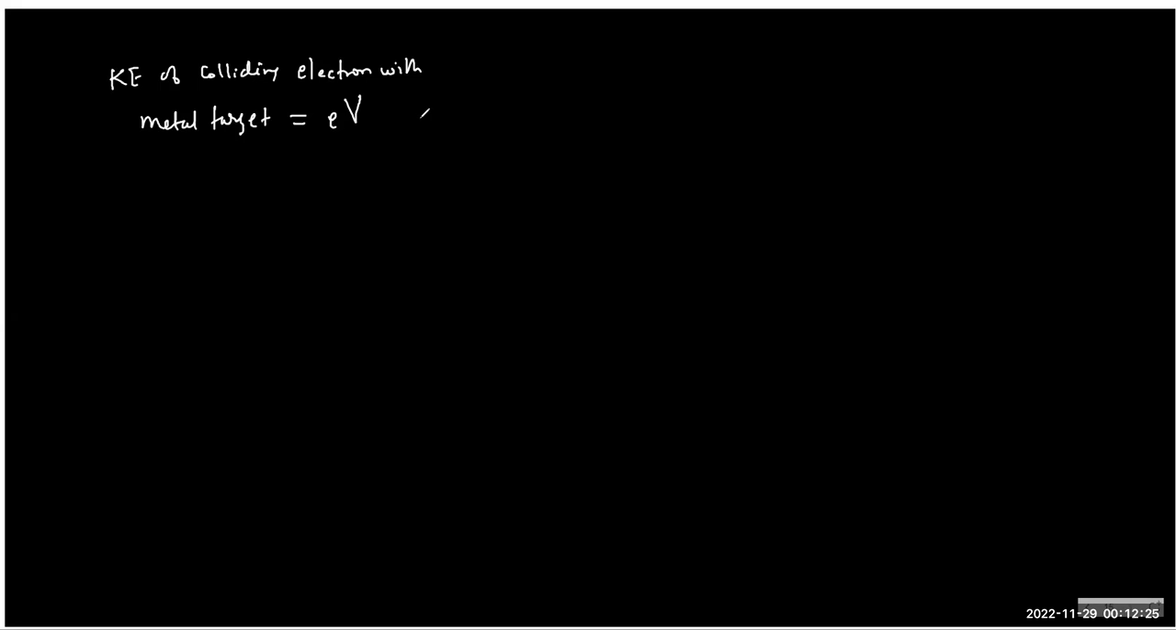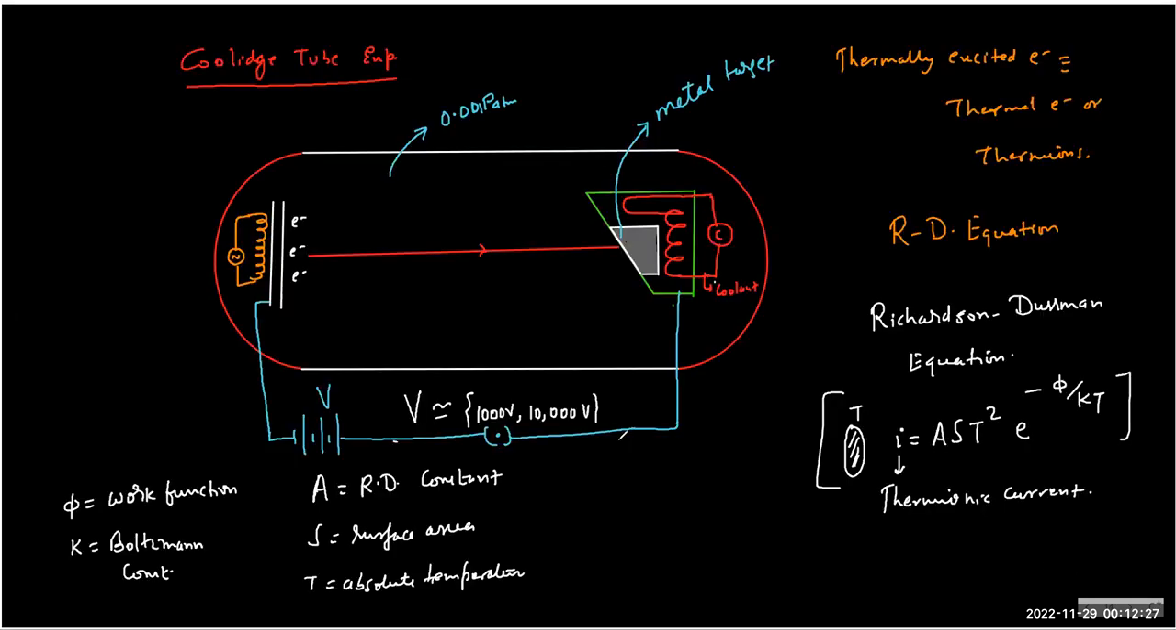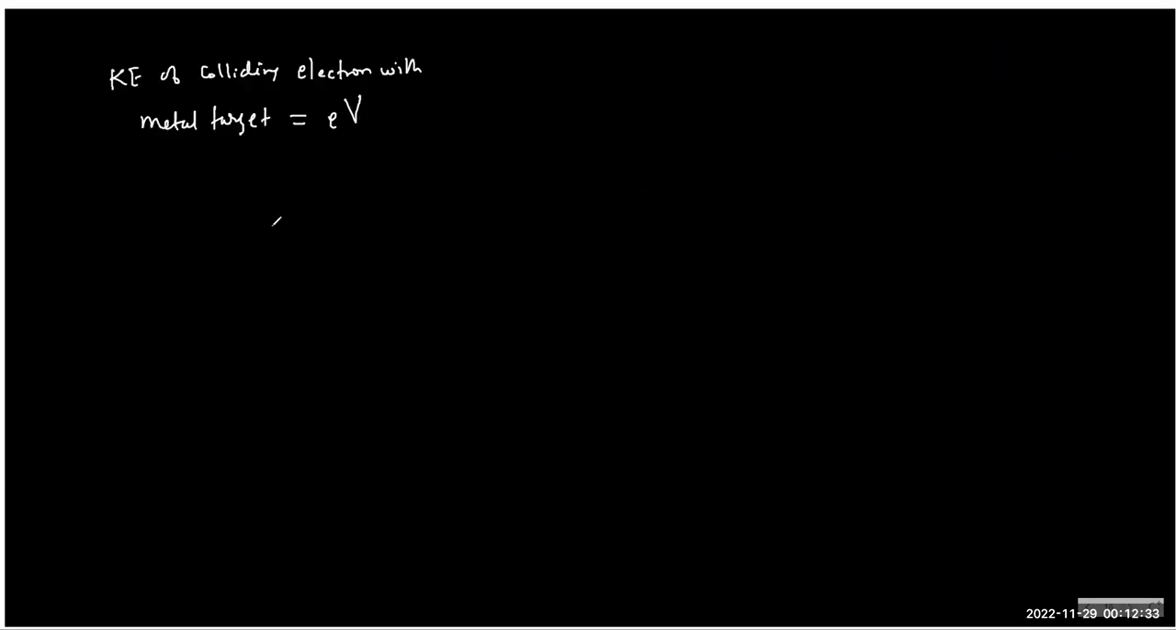E is the charge, V is the voltage, and we are going from minus to plus. You can see this is negative charge, this is positive charge. So for electron, it is accelerating because electron goes from low to high potential. And kinetic energy is positive, so you cannot write minus, right? What is that? EV. EV is the energy of these electrons arriving at the target. And once they reach the target, what will happen?